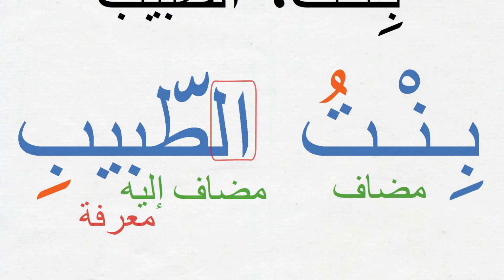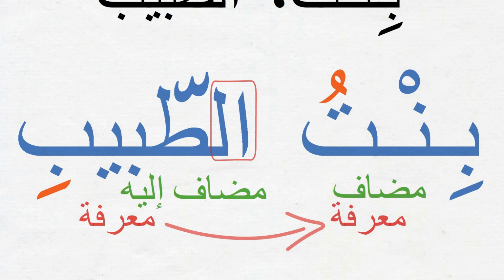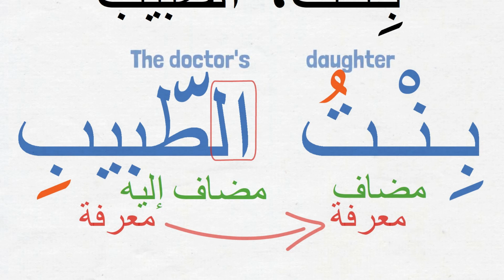Actually, this is what happens to the ism when it comes as mudaf. By looking at the mudaf alone, we cannot tell if it's ma'rifa or nakira. To figure out the mudaf's definiteness, we look at the mudaf ilayh. If the mudaf ilayh is nakira, then the mudaf is also nakira. And if the mudaf ilayh is ma'rifa, then the mudaf is also ma'rifa. Here we just said mudaf ilayh at-tabibu is ma'rifa. So the ism bintu is also treated as ma'rifa. That is why we translate this idafa as the daughter of the doctor, or the doctor's daughter.